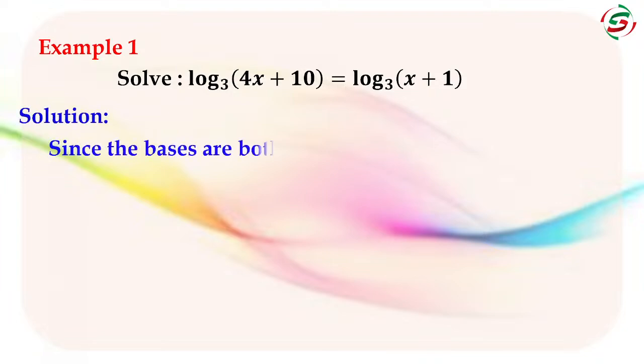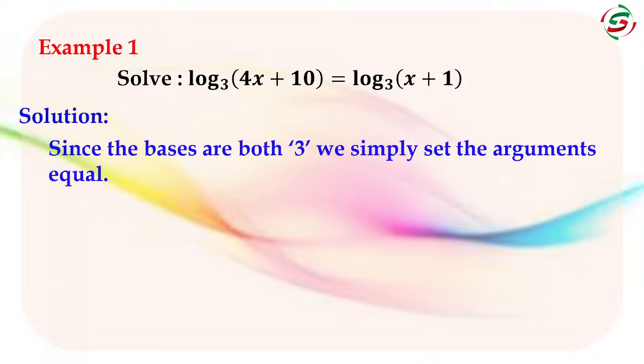Okay, look at this now. The bases are same, correct? 3 and 3. So what I am going to do? Directly solve this. 4x plus 10 is equal to x plus 1. So what happens? When this x goes to the left hand side, this becomes 4x minus x. This plus 10, when it comes to the right hand side, this will become minus. So can you solve and tell me the value of x?